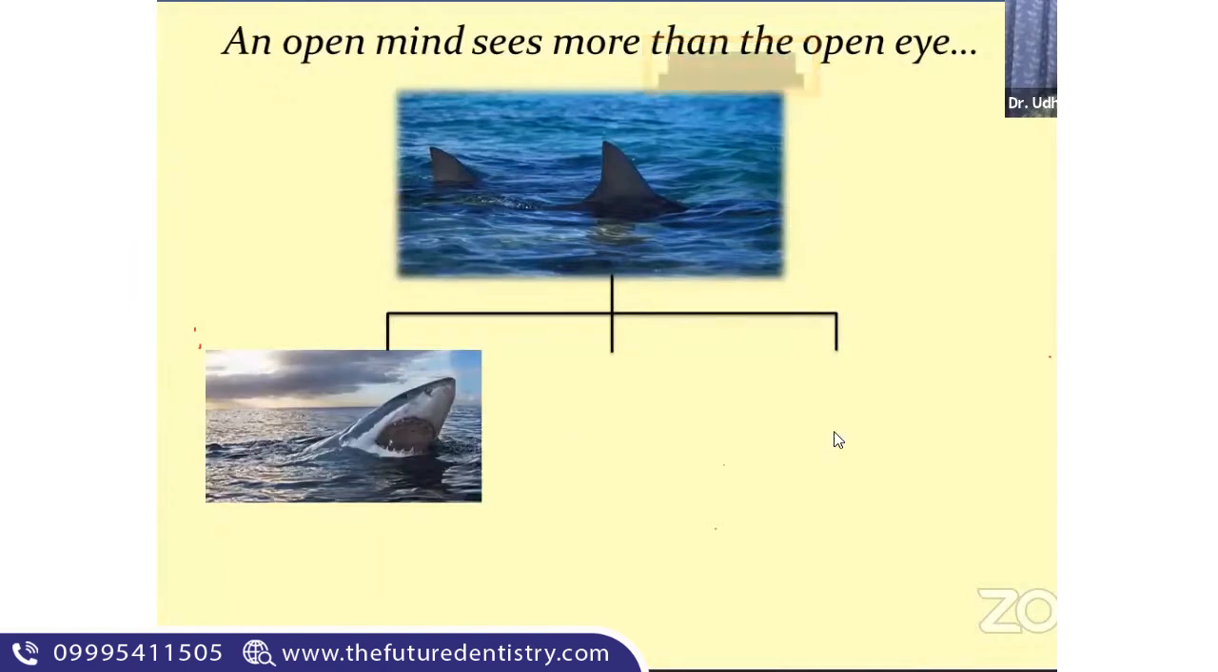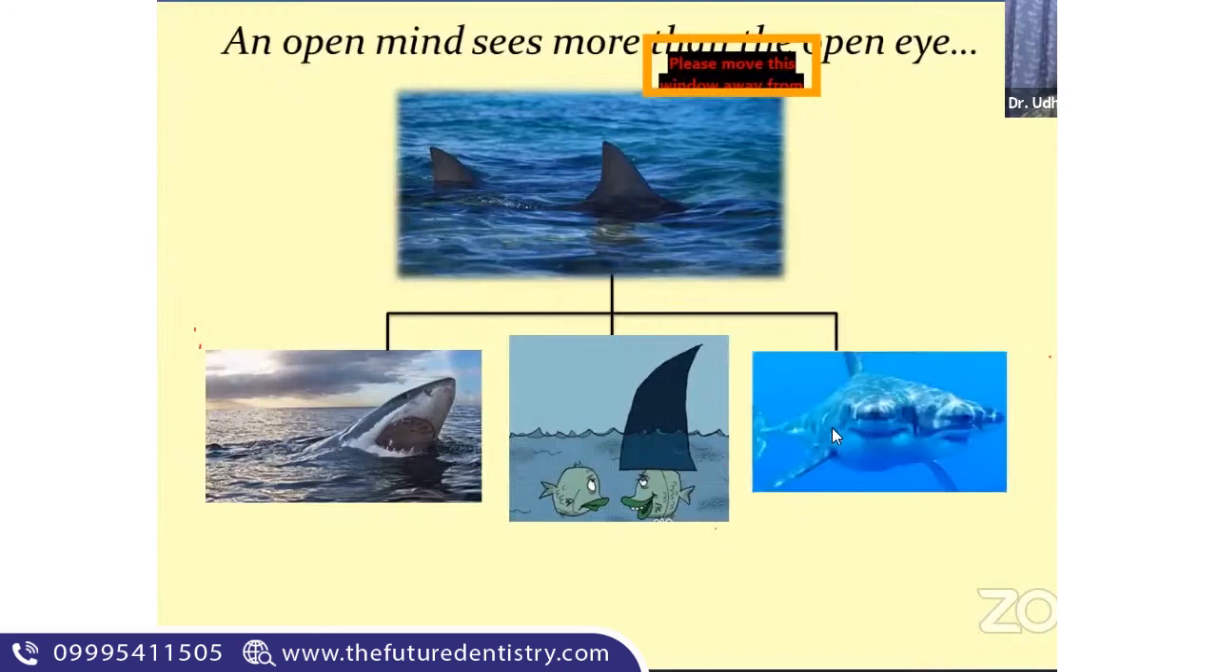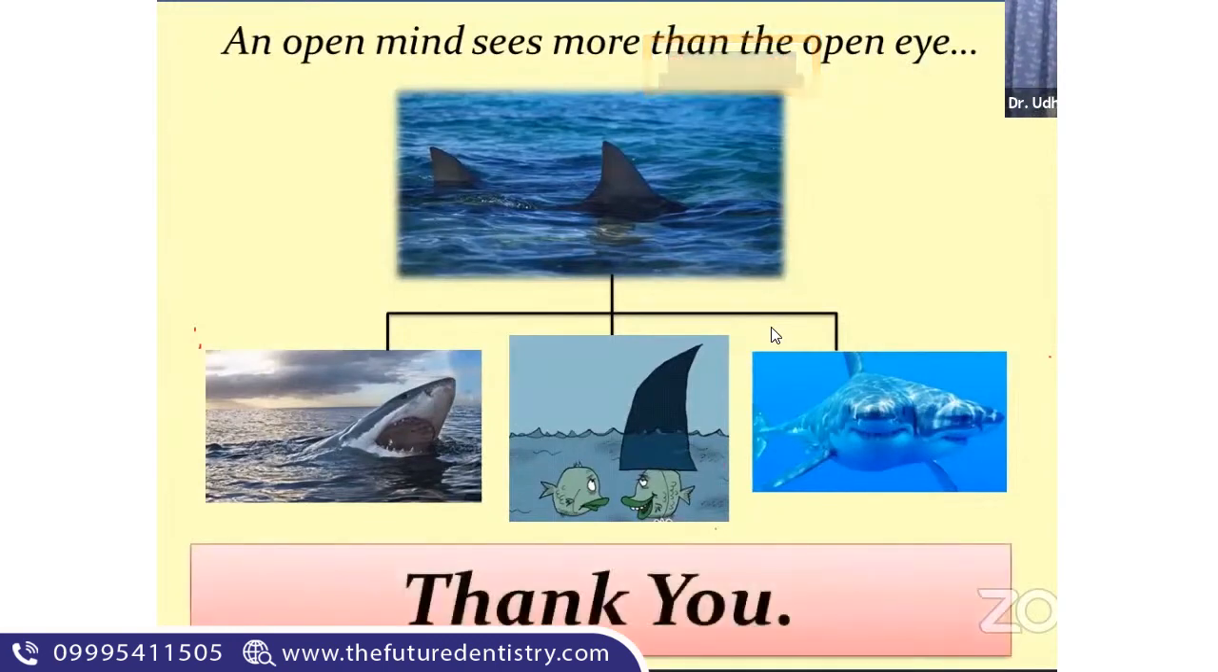Okay, so it could be shark, which is the most obvious. Or it could be a wannabe, someone who is not very harmful but is trying to be harmful, like this. Look at this guy. Or it can be something which is very, very dangerous, much more than shark. Shark could be the least of your worries, a double-headed shark. So this is why an open mind sees more than an open eye. So you should keep all your options open. On that note, we will be concluding today's session. Thank you for listening and hope it was useful to you.